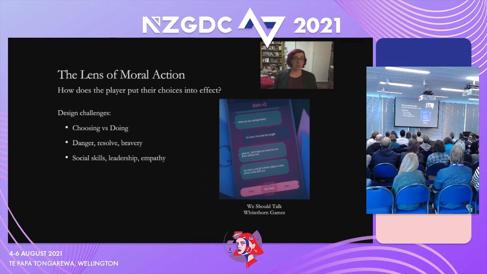Finally, the lens of moral action asks how the player's moral choices are put into effect in the world. In some games, in fact in many games, this is done simply by saying so. The player is presented with a decision and they make their choice. And once the choice is made, the action is done. This is especially common in RPGs like Mass Effect, where other people will ask you what to do and then you make a decision and then it is just automatically put into effect in the real world.